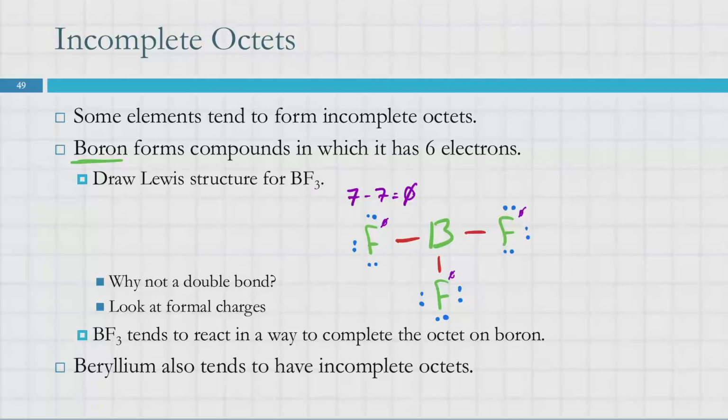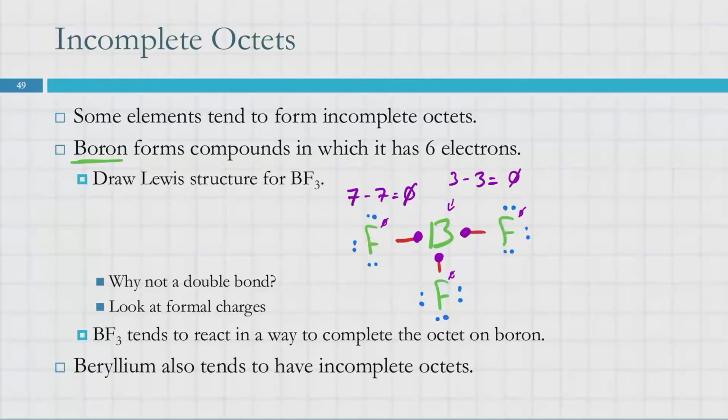If we look at our boron, how many valence electrons did boron bring to the table? 3. So boron normally has 3 valence electrons, and if we count the number of valence electrons that it has, it's getting 1 from each of these bonds. Half of each of the bond is going to boron for our formal charge count. So it also has a 0 formal charge.